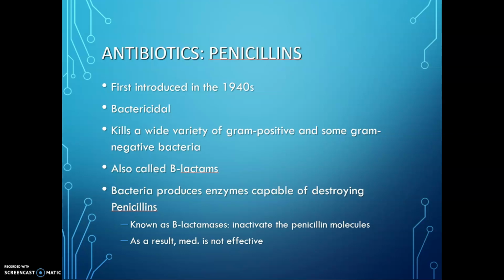Now, penicillins kill a wide variety of gram-positive and some gram-negative. Mostly the gram-positive because it interrupts that cell wall. Gram-negative, remember, has another outer wall that makes it more resistant to penicillins. Penicillins are also called beta-lactams, right? Because they work on that beta-lactam to disrupt the cell wall synthesis. Bacteria, there are some that produce enzymes that are capable of destroying penicillins, known as beta-lactamases, where they inactivate the penicillin molecule itself, and as a result, the penicillin is not effective at killing that bacteria.